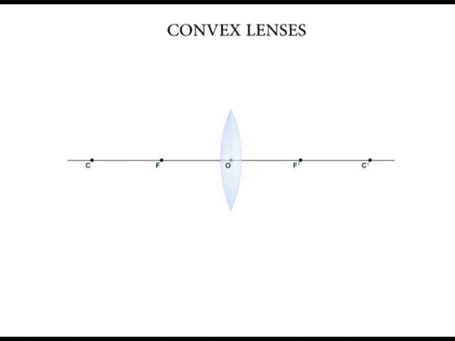Ray diagrams. Convex lens. Now, we've said ray diagrams are used to show the formation of images by lenses. Now, when locating the image, generally 2 of the 3 rays shown here are considered.